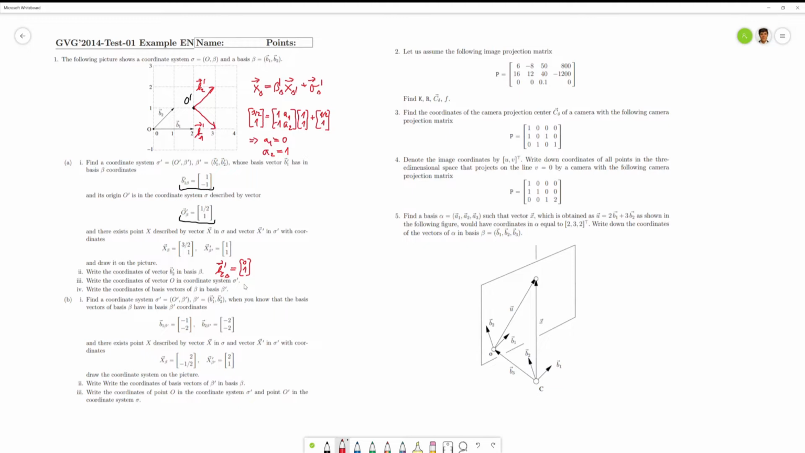The third subtask is to write O in beta prime coordinate system. Therefore we can see from the figure that 0.5 times b1 prime plus 3/2 times b2 prime gives us the origin O from the origin O prime.